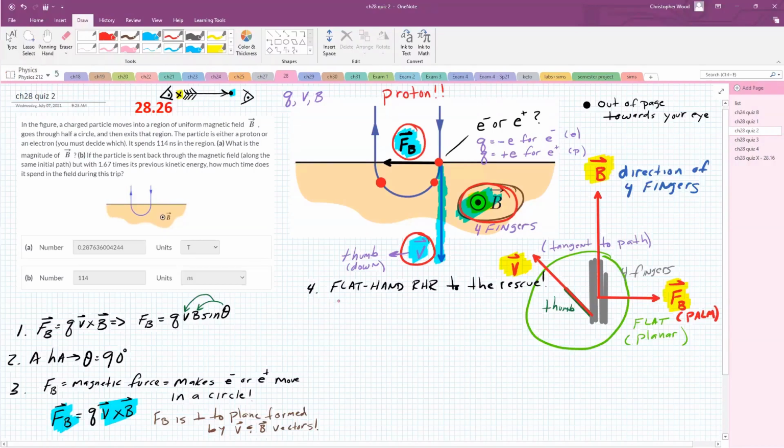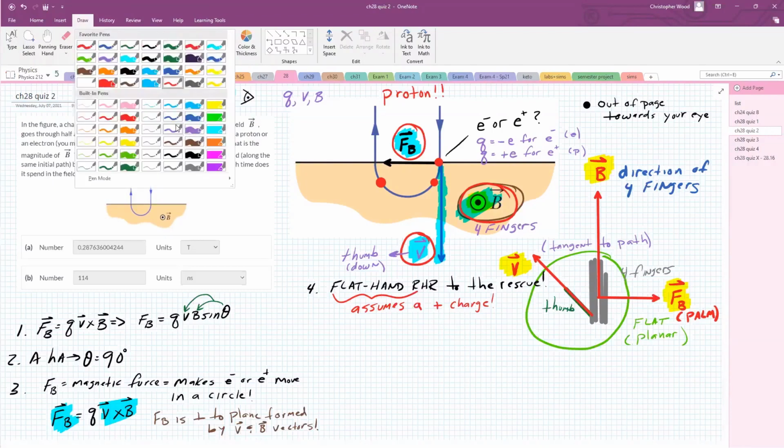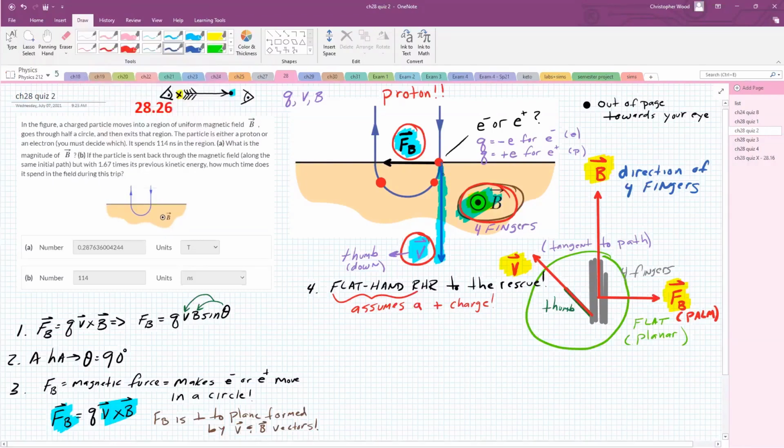So this whole flat hand, right hand rule assumes a positive charge. If it's a negative charge, you have a choice. You either use a left-hand rule, or what I do, I just flip it. If this were an electron, it would actually move the other way. It would curve. This would be the semicircle for the electron. But I don't have that. I don't have this path. I have the path that's given.